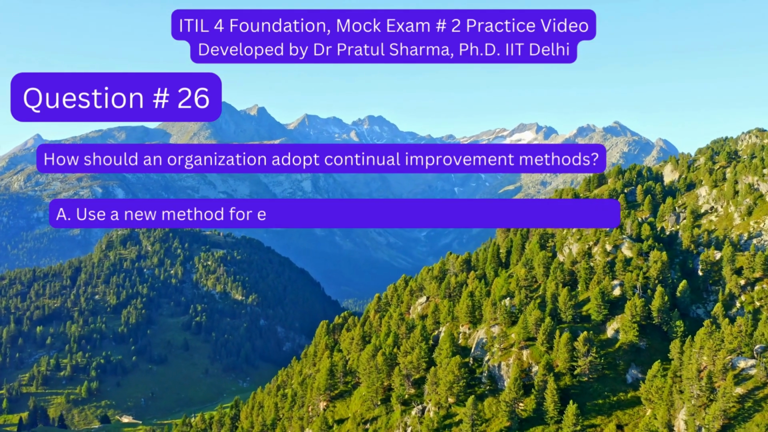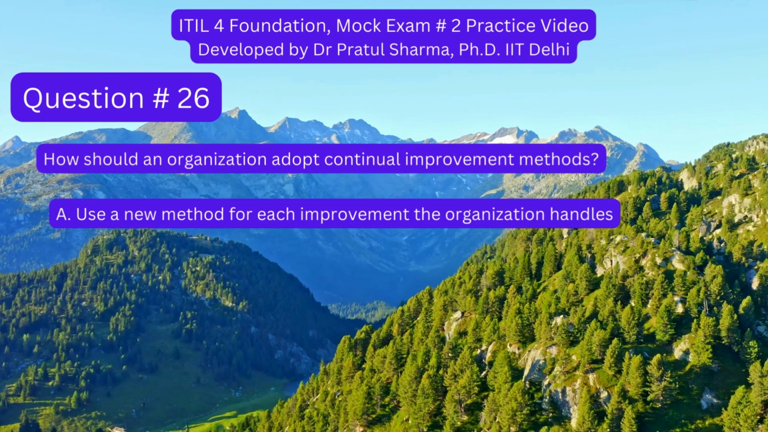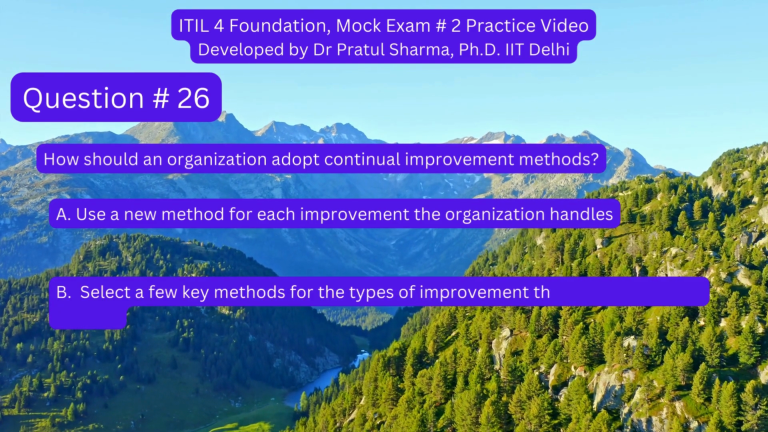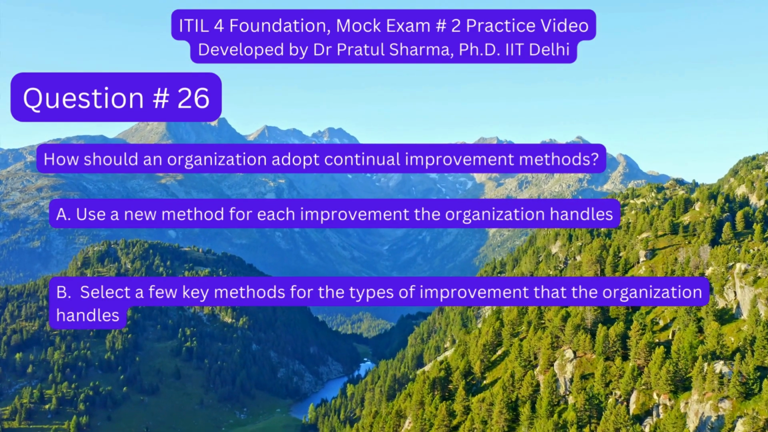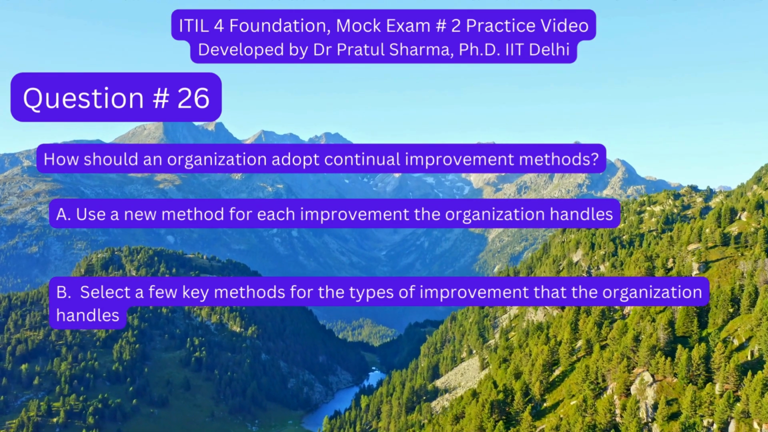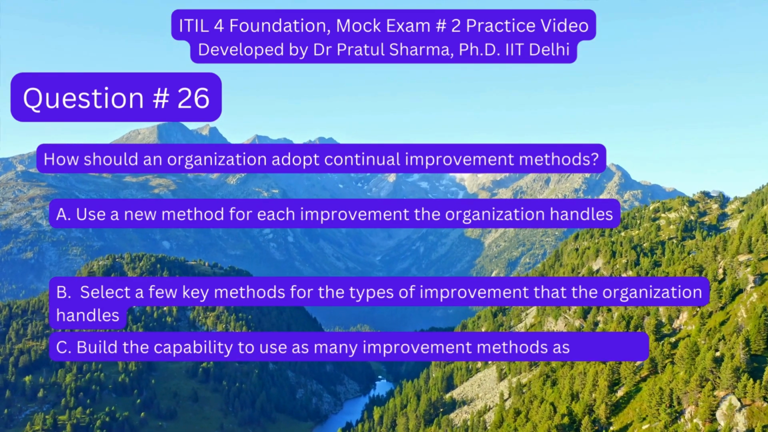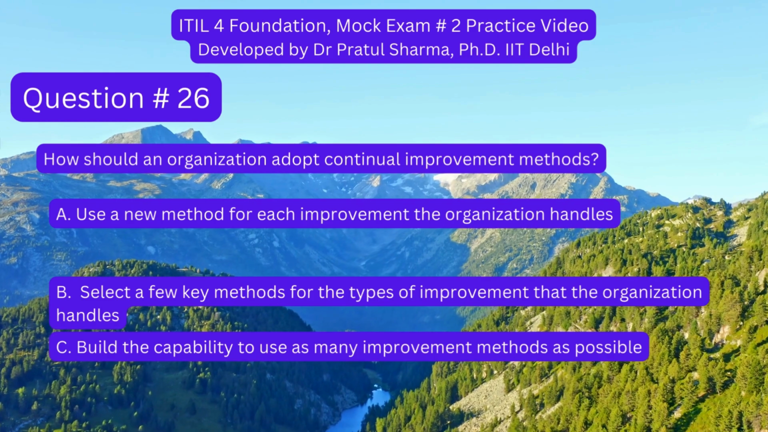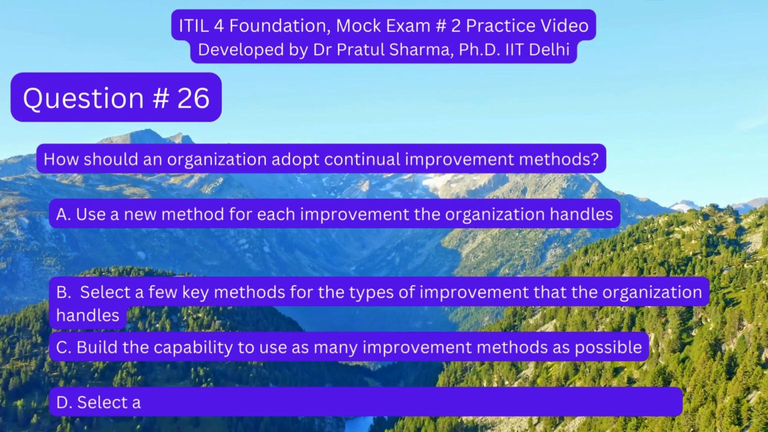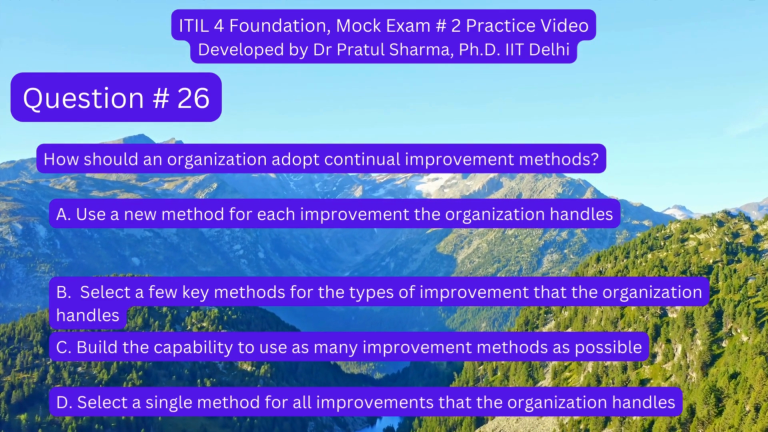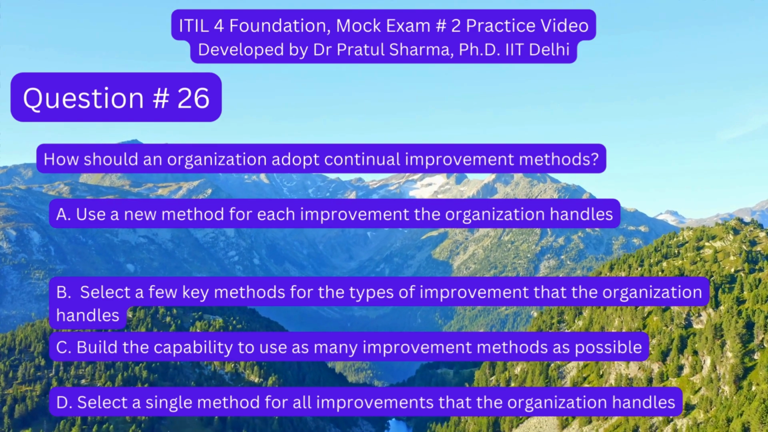A. Use a new method for each improvement the organization handles. B. Select a few key methods for the types of improvement that the organization handles. C. Build the capability to use as many improvement methods as possible. D. Select a single method for all improvements that the organization handles.